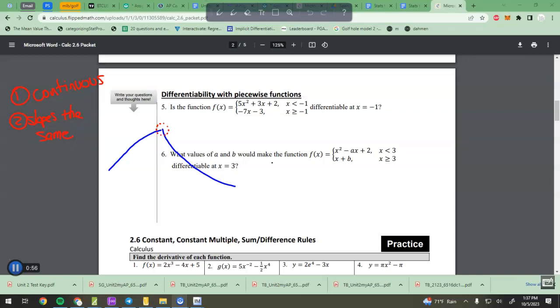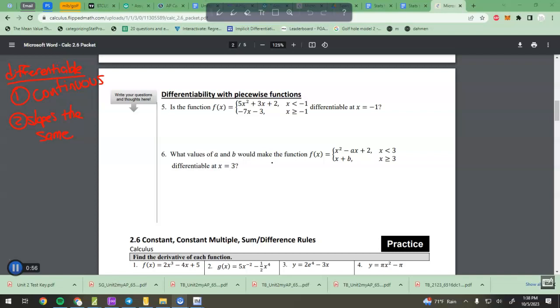So if I look at number 5, it's asking me if it's differentiable. Differentiable means I am able to take the derivative, and it exists. So in number 5, I can check if that's continuous. So that was last year. We're kind of combining continuous and differentiable here.